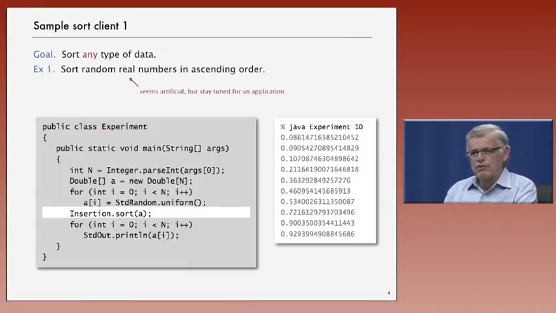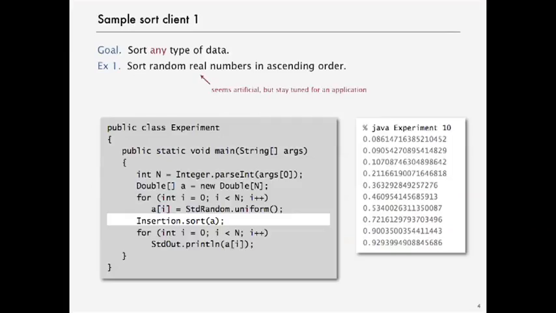Now, our goal is to be able to sort any type of data. So let's look at a couple of client programs. First example is to just sort some random real numbers into ascending order. So here's a client that calls our insertion sort method, and all it does is read numbers from standard input into an array A, then calls insertion sort, and then prints them out. And you can see on the right that the numbers are printed out in sorted order. This seems like an artificial kind of input, but actually we'll look at an application even in this lecture. And there are many applications where random inputs are a fine model.